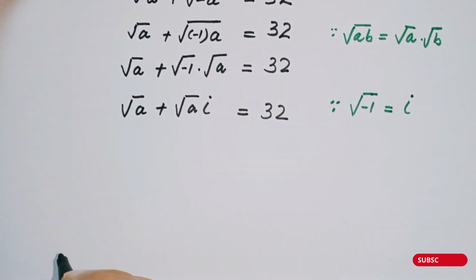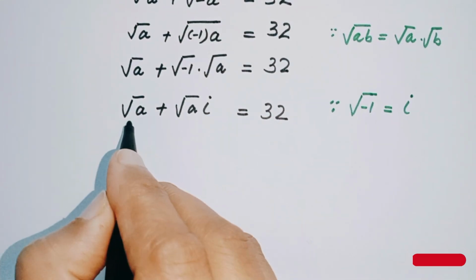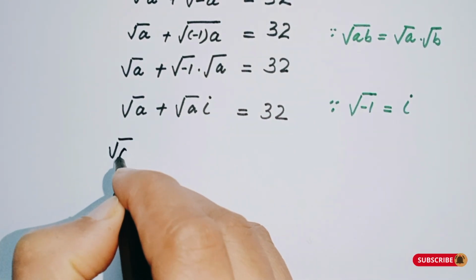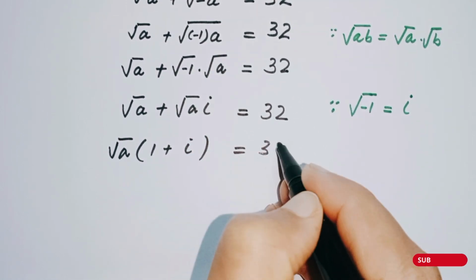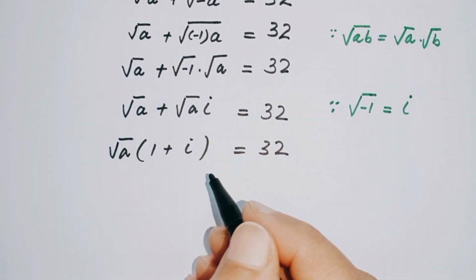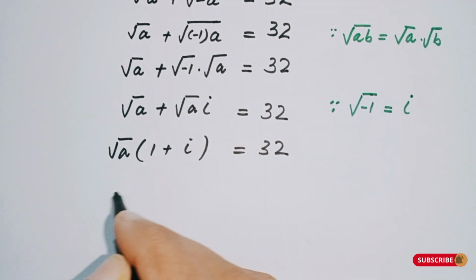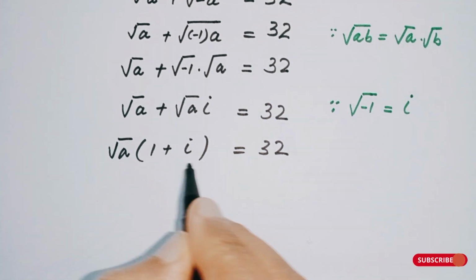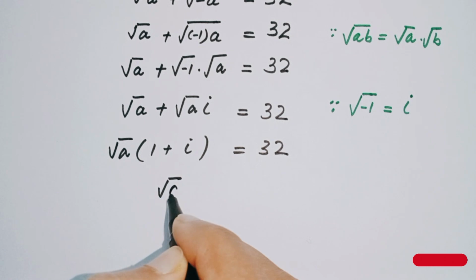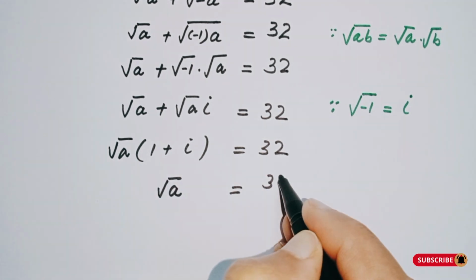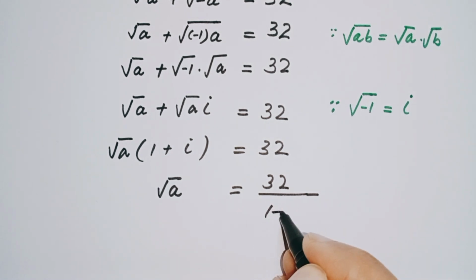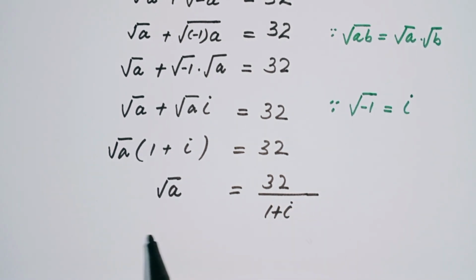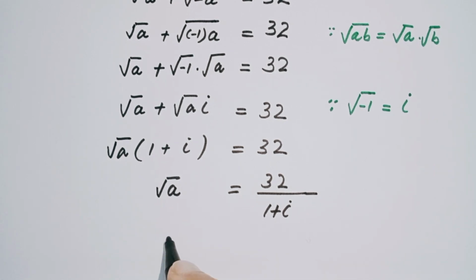In the next step, we will take square root a common because it is common. So we will write square root a times parenthesis 1 plus i parenthesis is equal to 32. Then we will take 1 plus i to the right hand side and it will divide 32. Square root a is equal to 32 over 1 plus i, because on the left hand side it is multiplied with square root a, but on the right hand side it will divide 32.